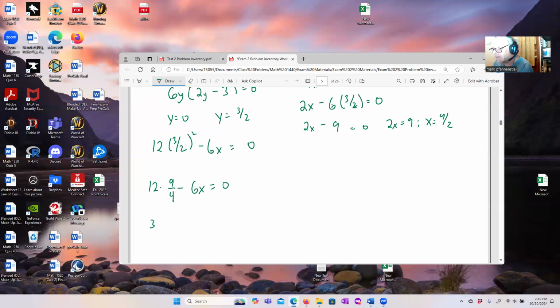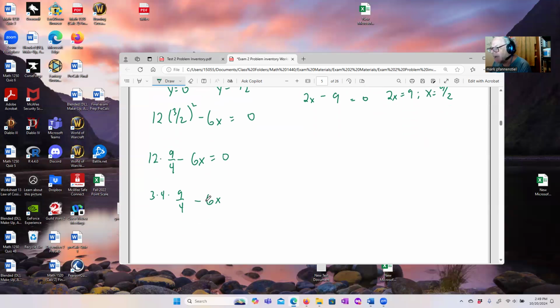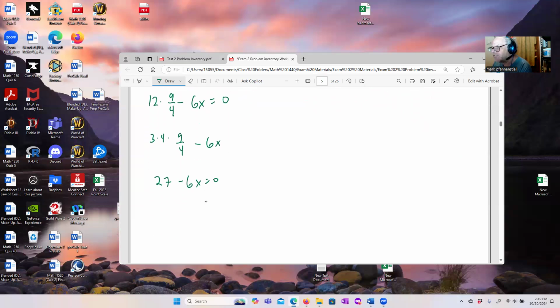12 is 3 times 4 times 9/4. Some stuff is going to cancel, minus 6x. So we end up with 27 minus 6x equals 0. Go ahead and solve this. So we get 6x equals 27. X is equal to 27/6.